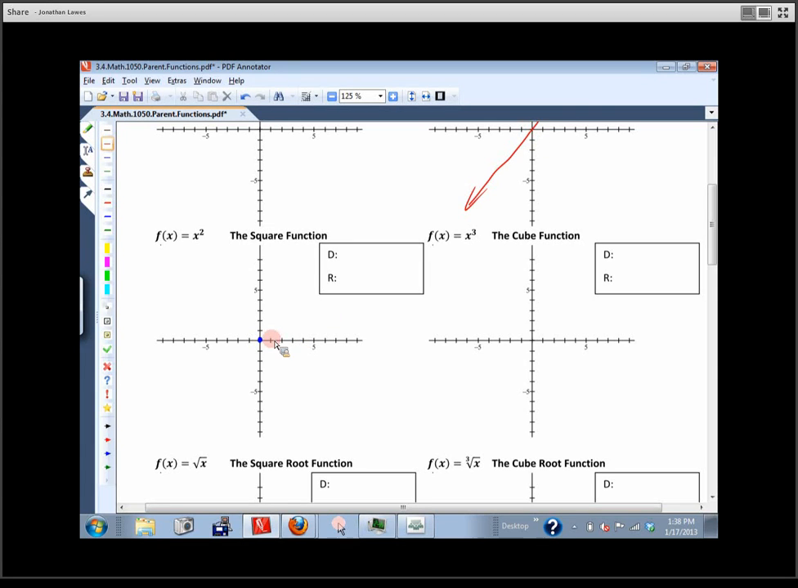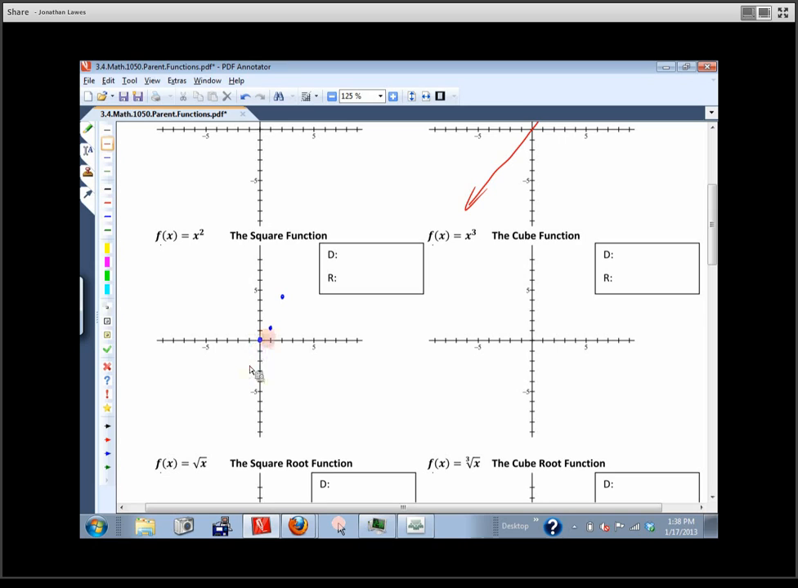But if you plug in a 1, you square it and you get 1. If you plug in a 2, you square it and you get 4. So we don't go over and up the same amount. We go over an amount and then we go up that amount squared. So if we went over to 3, I go up 3 squared. Now if I go back, I plug in negative 1. I square that, I automatically get a positive.